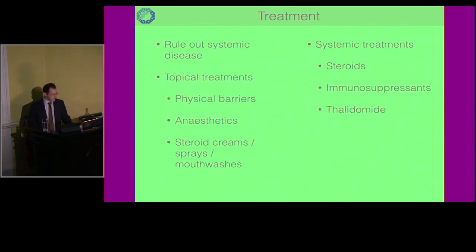Where do we go from there? Well, we want to then look at how we can treat this. We've ruled out systemic disease, usually with blood tests and by taking a good history.